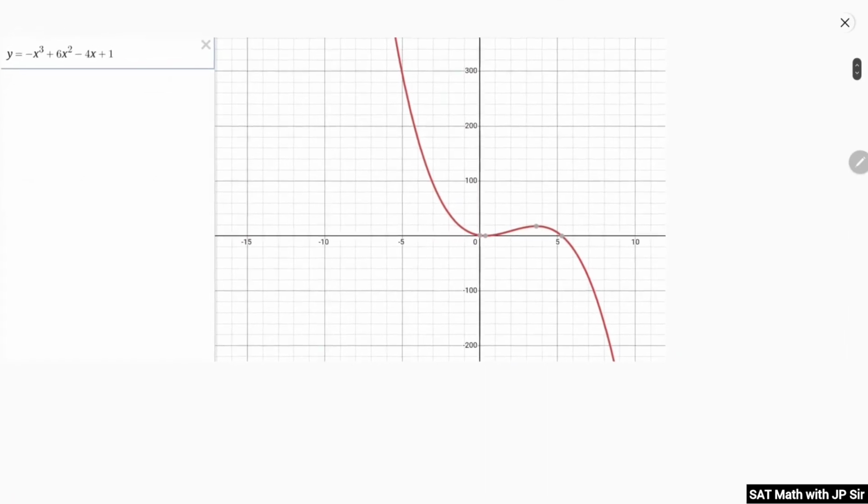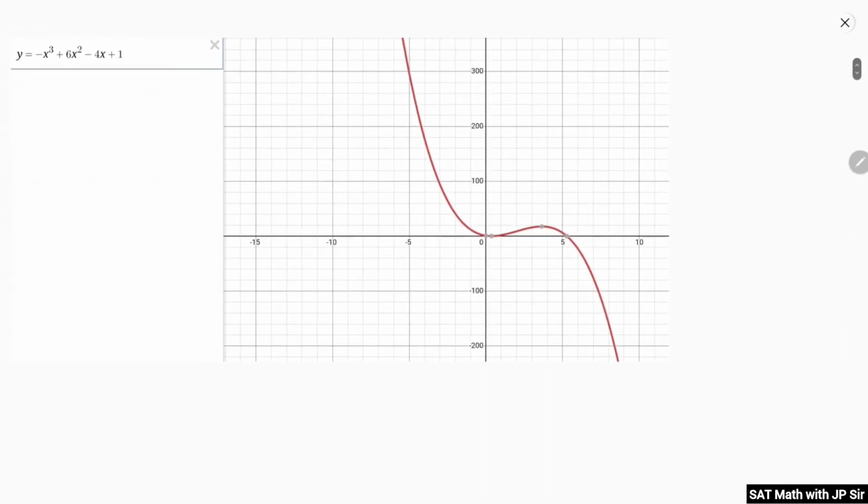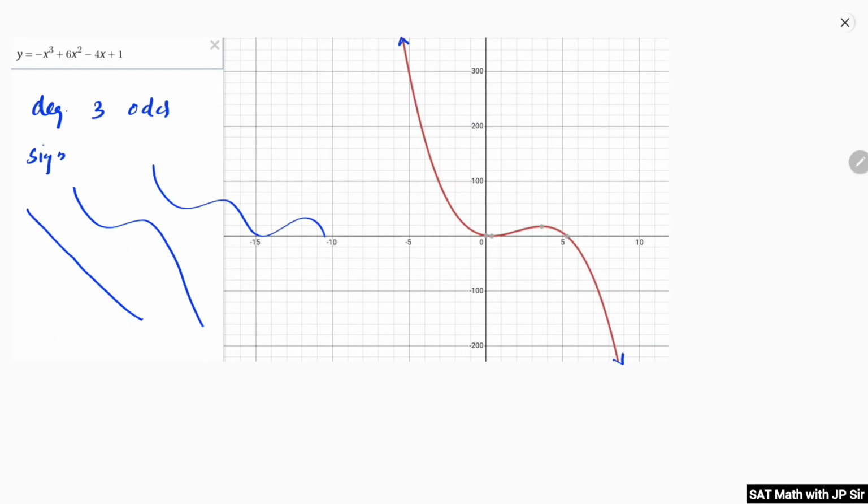Now we have this here. If you look at the degree, it is 3, meaning odd. So clearly both the ends should be in opposite directions. The second thing is the sign. It is a negative sign, so the graph should go in the downward direction. That's why it is like this. Either the graph should be this or this or this, but it will be like this. This is the sign in front of the term containing the largest power.